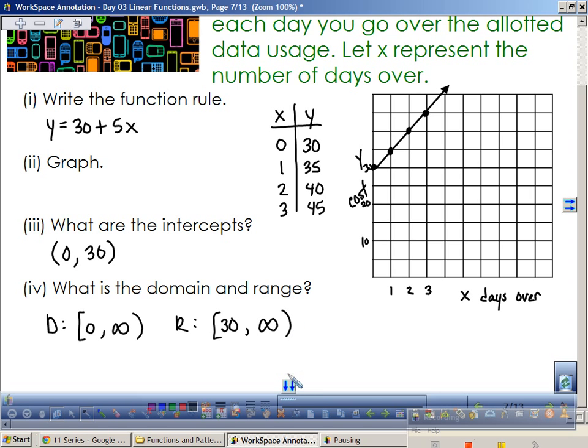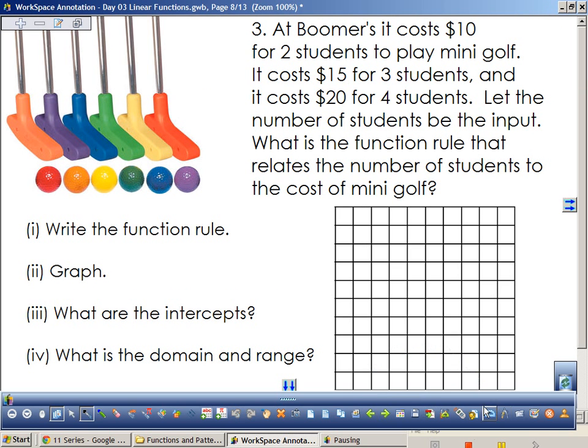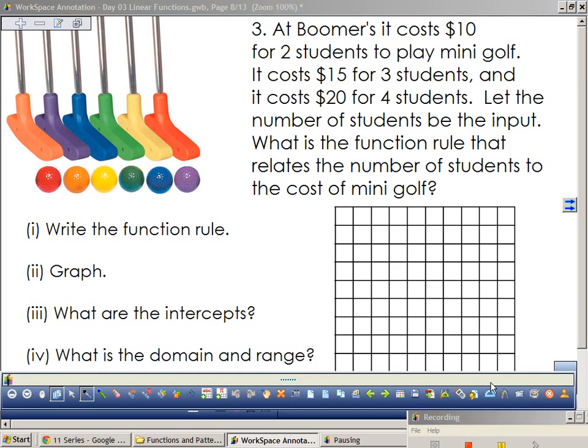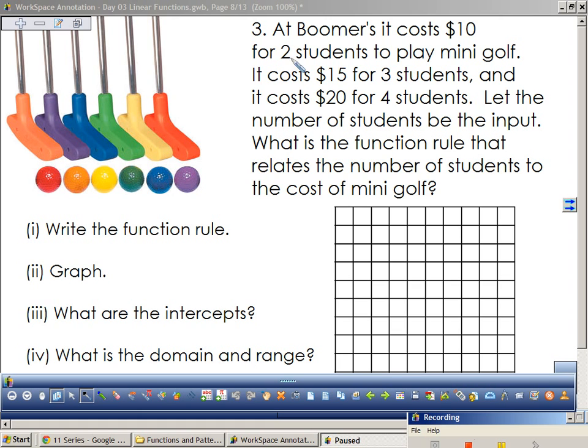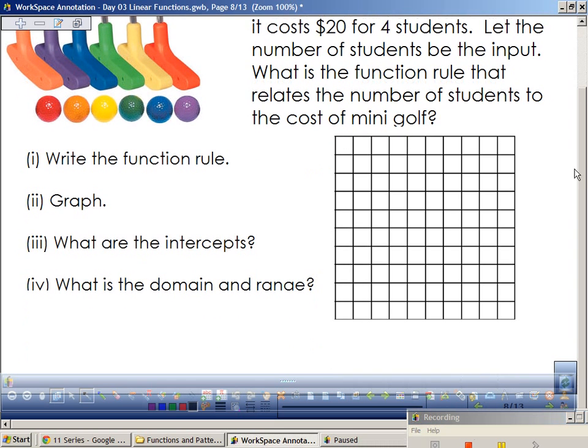Ready to do one on your own? Okay. Not all of them. Okay, I want you guys to try this one on your own. All right, you guys tell me. At Boomers, it costs $10 for 2 students to play mini golf. It costs $15 for 3 students. $20 for 4 students. Let the number of students be the input.